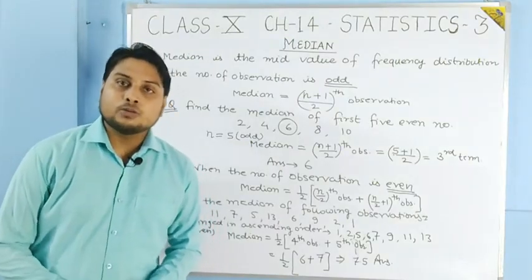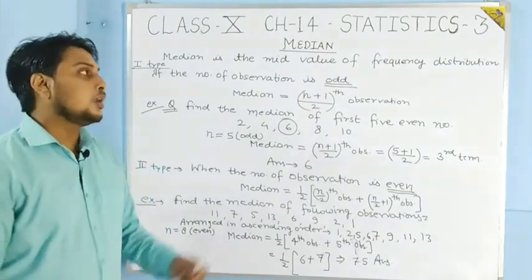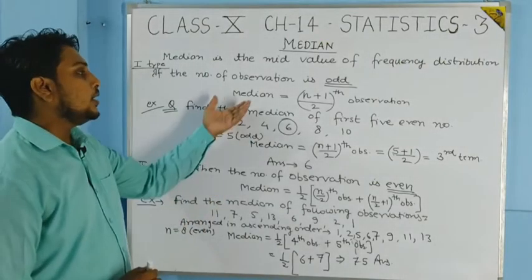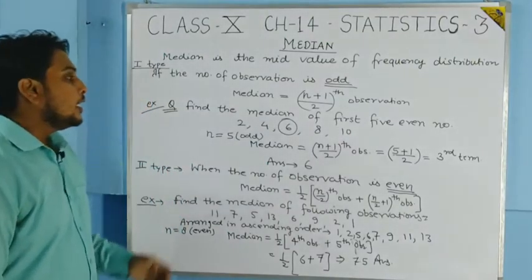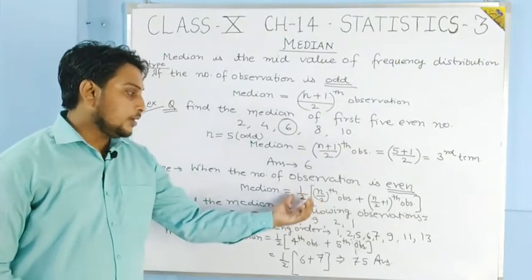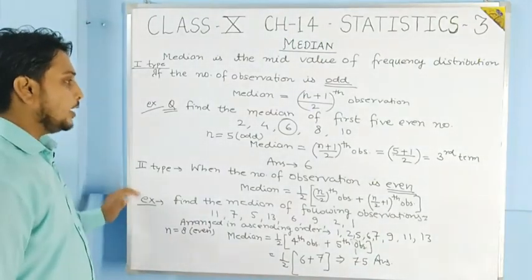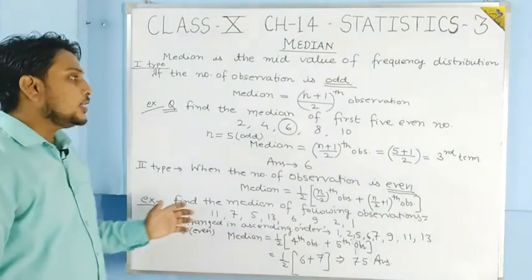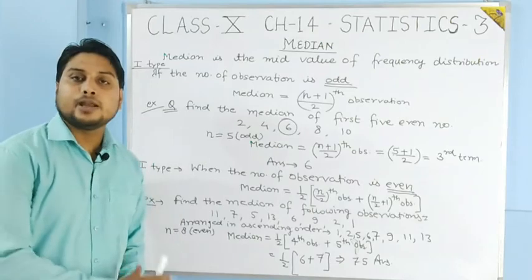So students, I have told you what the mean is: the weighted value of frequency distribution or given observations. If the number of data is odd, then you can find the median by this formula. If the number of data is even, then you can find the median by this formula. This is the first type and this is the second type, and I have told you the examples on the basis of that. This type of questions you have studied in class 9th. I have just reminded you.